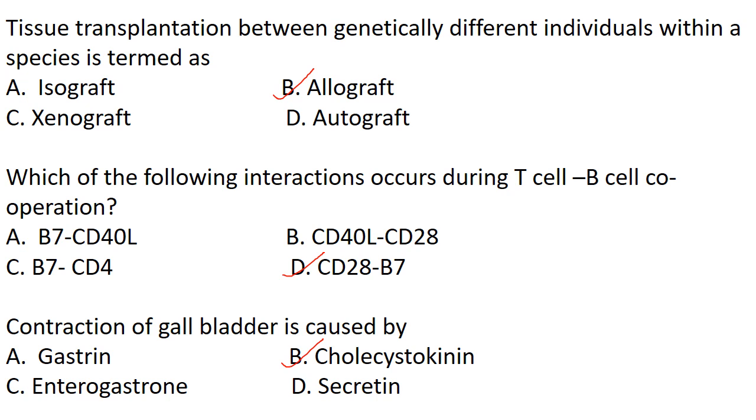Contraction of gallbladder is caused by. Now they have given secretin and cholecystokinin. They both are secreted by endocrine cells of the duodenum, cholecystokinin in response to fatty foods, and secretin due to the presence of HCl in the chyme. Secretin releases the pancreatic juice from the pancreas, and cholecystokinin is involved in contraction of the gallbladder. So the answer here is option B, that is cholecystokinin.